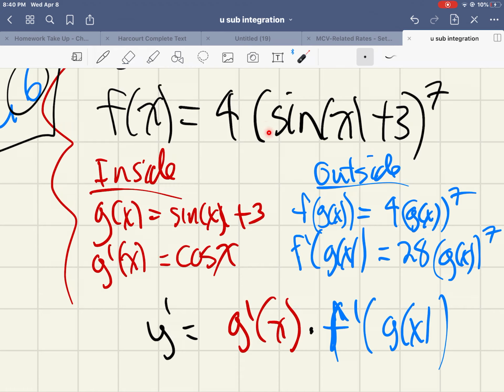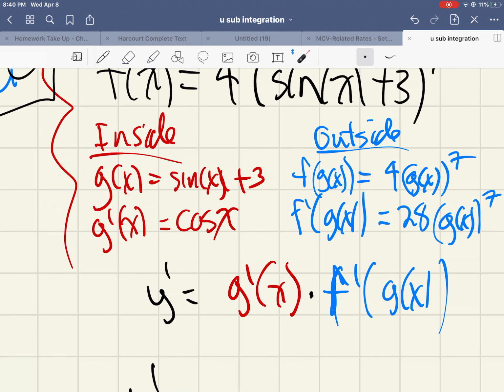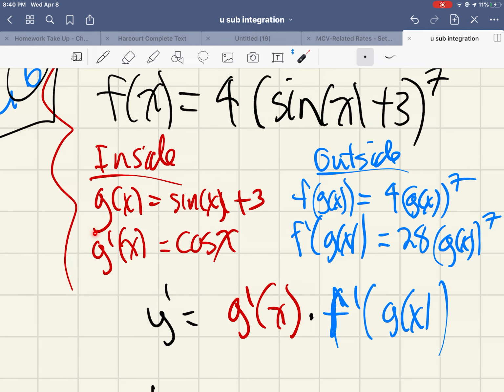Or maybe we've already done some, but okay, so sine x plus 3 again is the inside, 4 brackets to the 7th is the outside. So we're going to start calling this inside part here g. So g of x is sine x plus 3. And eventually you'll short form it to g of x and g prime. So there's the inside function, there's the derivative, g prime, that's cos x.